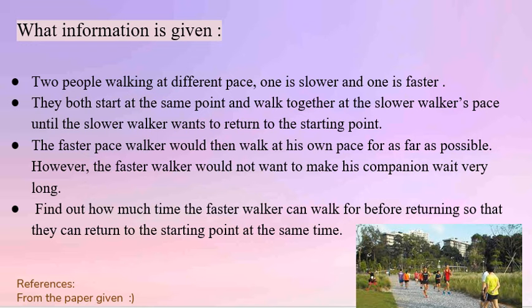The information given is that two people are walking at a different pace, one is slower and one is faster. They both start at the same point and walk together at the slower walker's pace until the slower walker wants to return to the starting point. The faster paced walker will then walk at his own pace for as far as possible. However, the faster walker will not want to make his companion wait for very long. We can find out how much time the faster walker can walk for before returning so that they can return to the starting point at the same time.